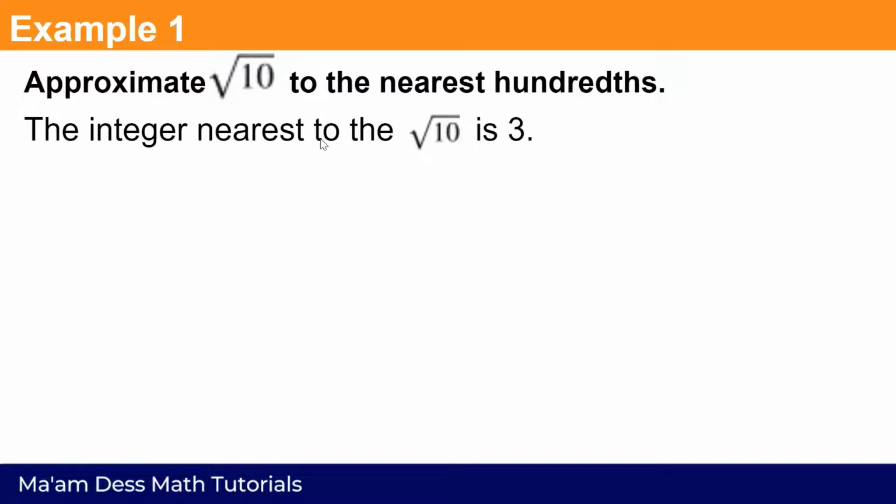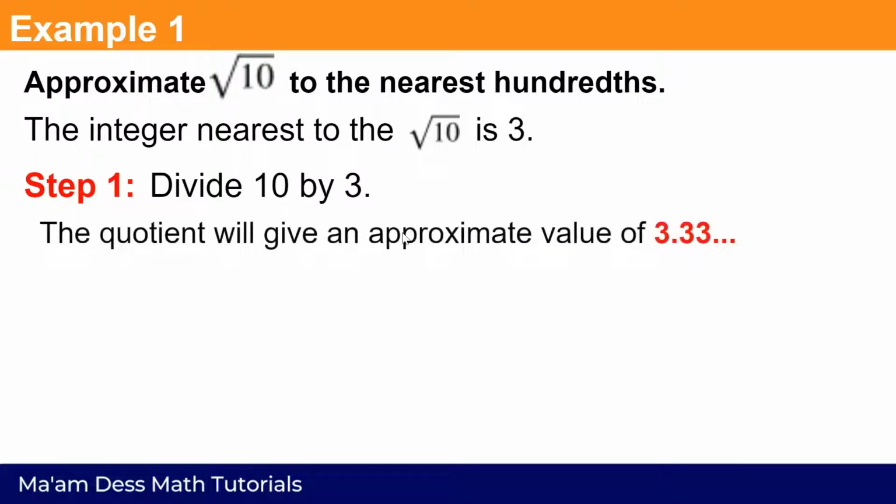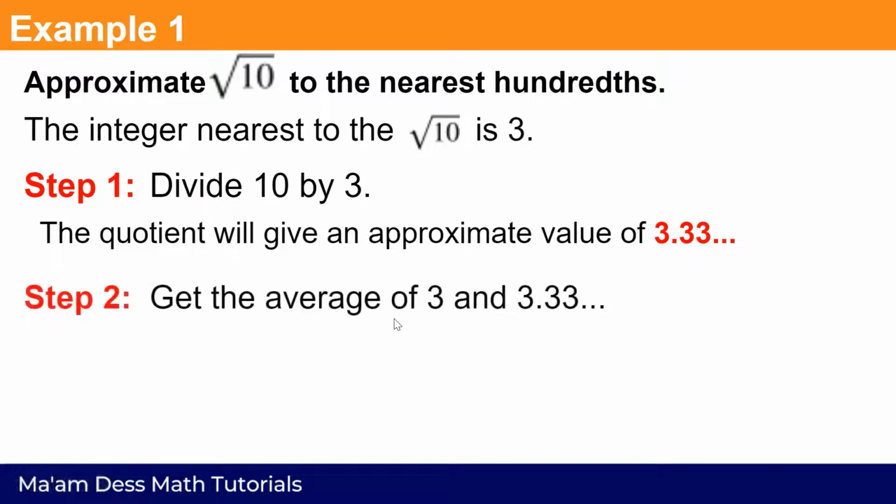Okay, so hanapin ano yung pinaka malapit na integer to square root of 10. So we have 3 kasi ang perfect square na malapit sa 10 ay 9. So ang sagot po natin ay 3. Step 1. Divide 10 by 3. The quotient will give an approximate value of 3.33. Step 2, get the average of 3 and 3.33.